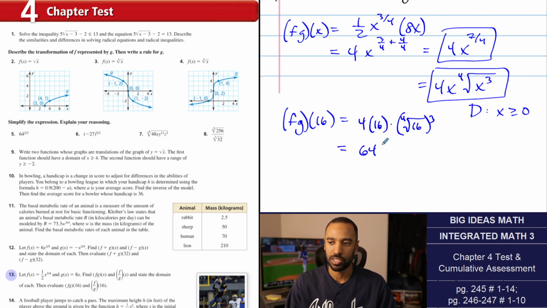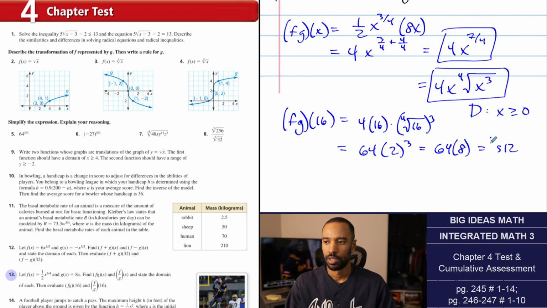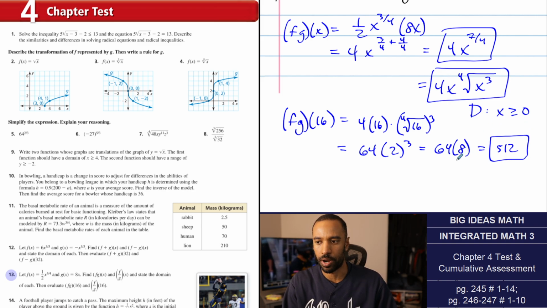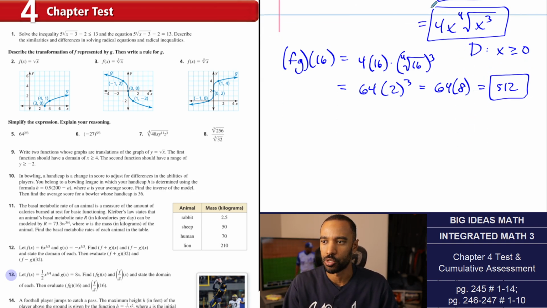4 times 16 is 64. The 4th root of 16 is 2. 2 cubed is 8. 64 times 8 is, I don't know, 512. So f times g of 16 equals 512. 16 is greater than or equal to 0, so that was fine to substitute in.